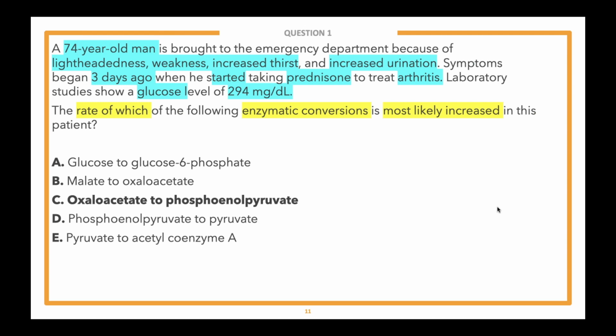Answer choice D, this step from PEP to pyruvate, that is catalyzed by pyruvate kinase, okay? And this is actually the final step of glycolysis, so the opposite of gluconeogenesis. Answer choice B, malate to oxaloacetate, this is done by malate dehydrogenase, and this is part of the TCA or citric acid cycle, so also not part of gluconeogenesis.